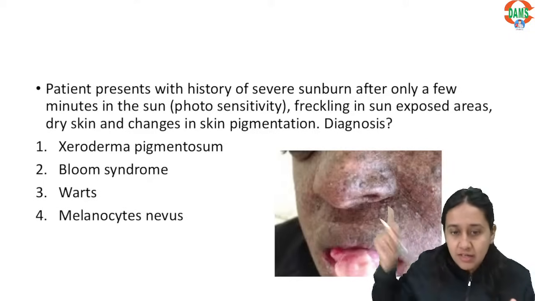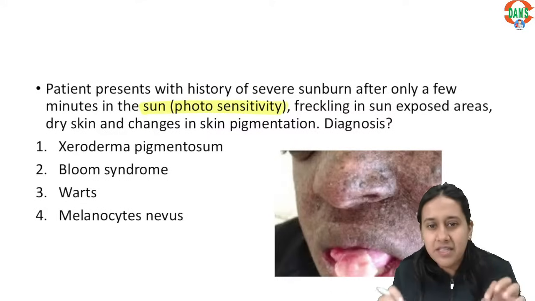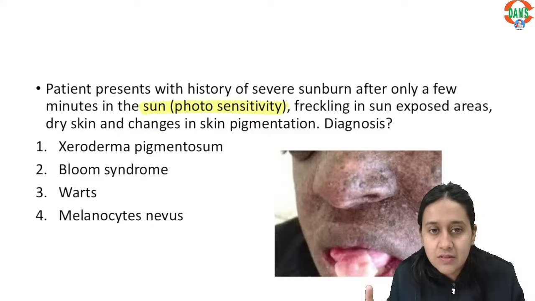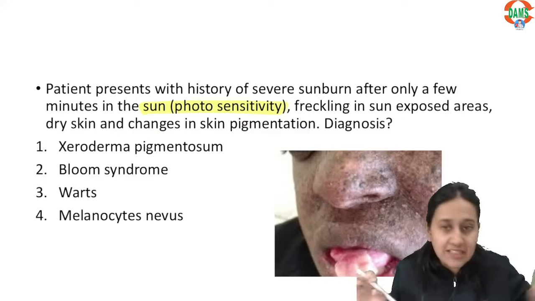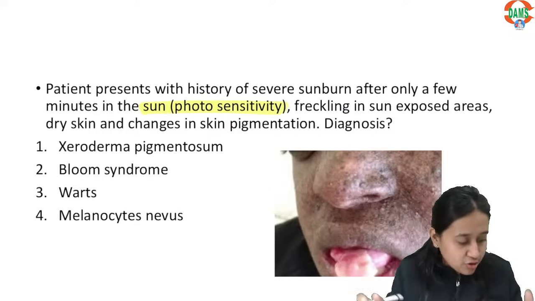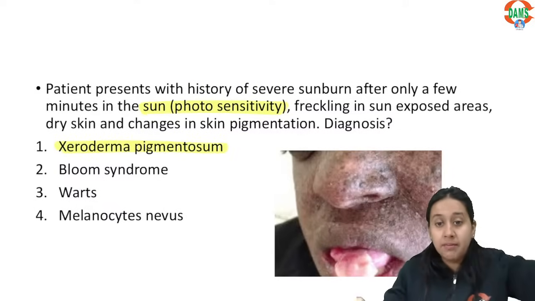But in this patient, they are writing that when the patient was exposed to the sun, he started developing sunburn. Can you see a lot of freckles, a lot of pigmentation on the skin, dryness on the skin, and changes in the skin pigmentation? What is the diagnosis? And I'm sure you know about this. This is a very classical Xeroderma pigmentosum.